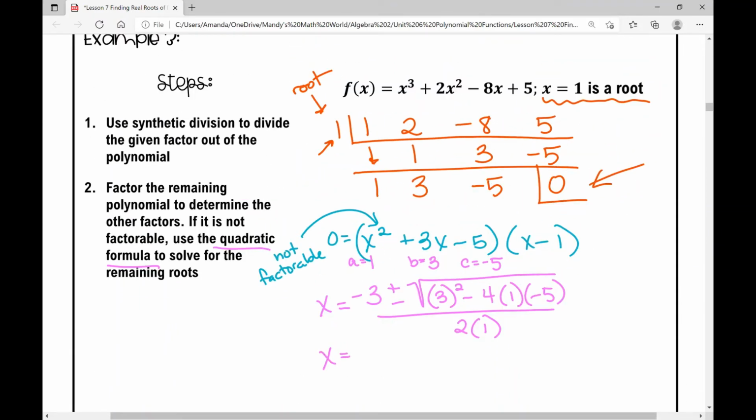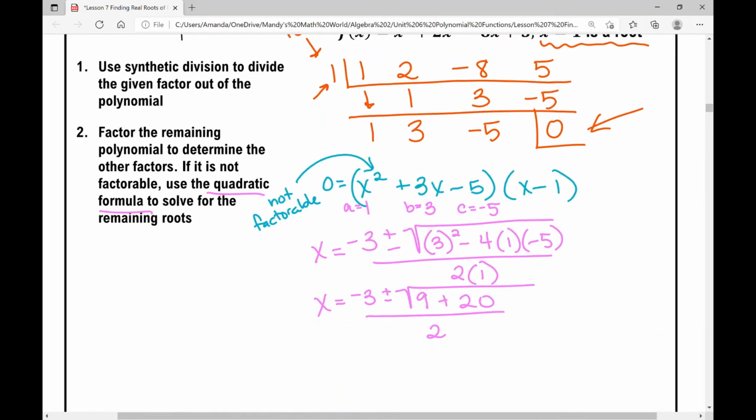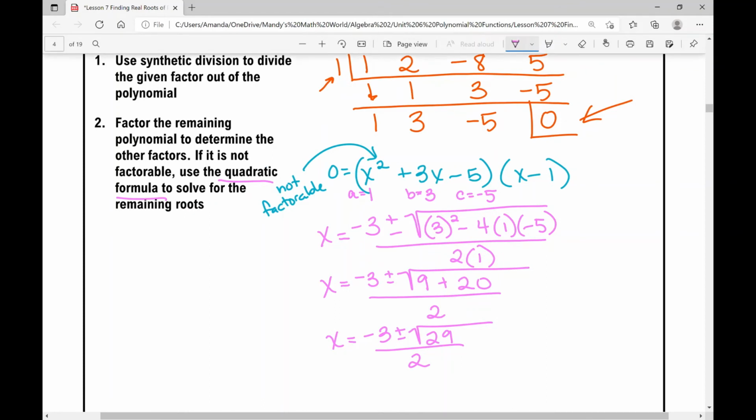So let's simplify our discriminant first. I get -3 plus or minus the square root of 3 squared, which is 9, minus 4 times 1 times -5, which is +20, all over 2. And then we simplify a little bit at a time: x equals -3 plus or minus the square root of 9 plus 20, which is 29, over 2. And I actually cannot simplify this further, which means that's my answer.